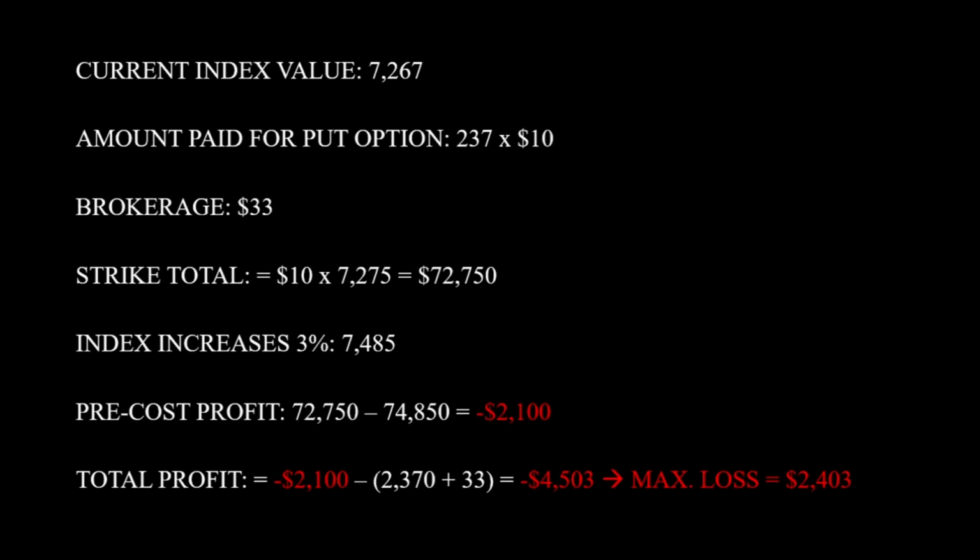Now, the total profit in this particular case is not only the $2,100 as the pre-tax loss, but it's also a combination of that plus the premium that you paid on the option, which is the same as the former case, the $2,370, and also the brokerage that you'd have to pay to take on that put. Now, that's a $4,503 loss, which is an absolutely terrible situation. But in this particular case, and this is an important point, your maximum loss that you would receive if you had this option is actually $2,403, which is the sum of the total put premium plus the brokerage, which is the $33.